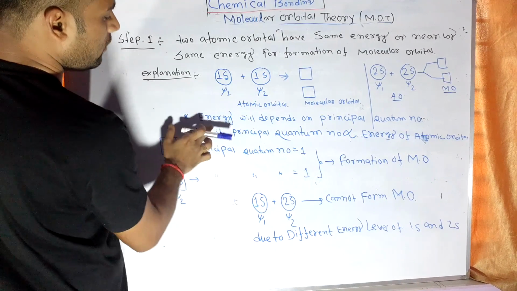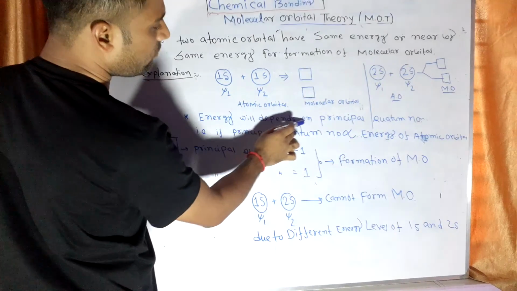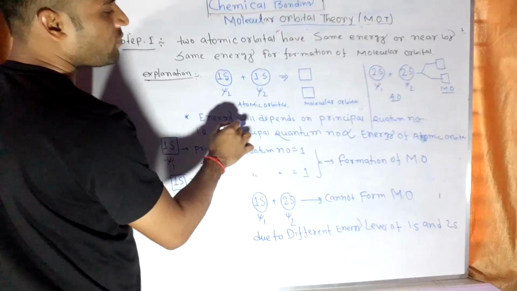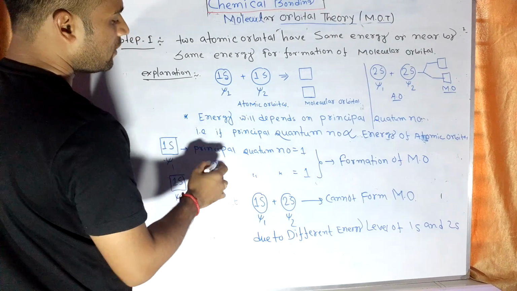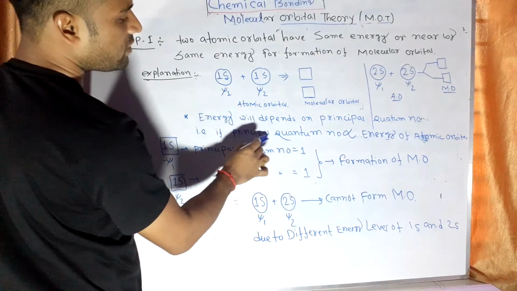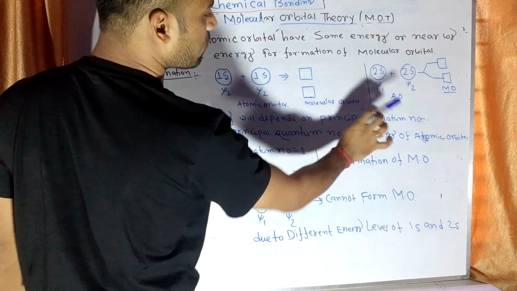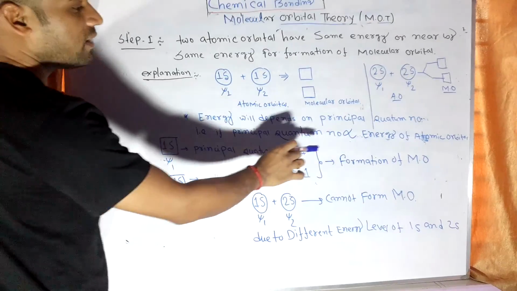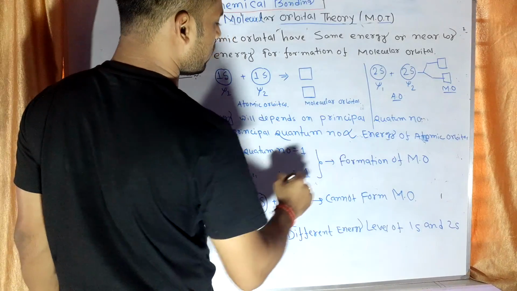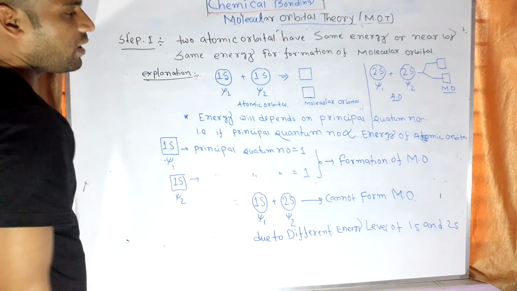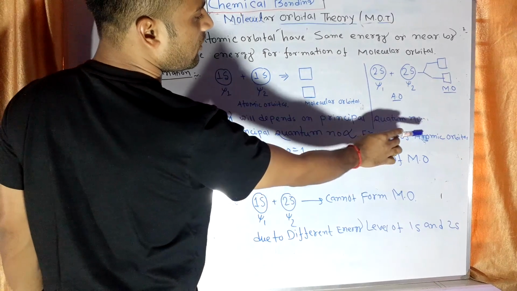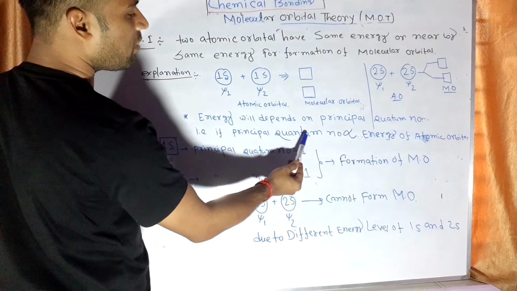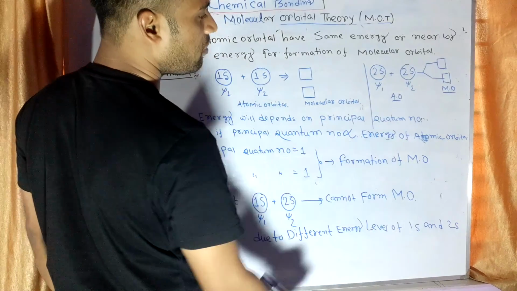Next point, the energy level. The energy depends on the principal quantum number. In an atomic orbital, energy depends only on the principal quantum number. The principal quantum number is directly proportional to the energy of the atomic orbital. What is the meaning of directly proportional? If the principal quantum number value increases, then the energy of the atomic orbital also increases. If the principal quantum number decreases, then the energy of the atomic orbital also decreases.